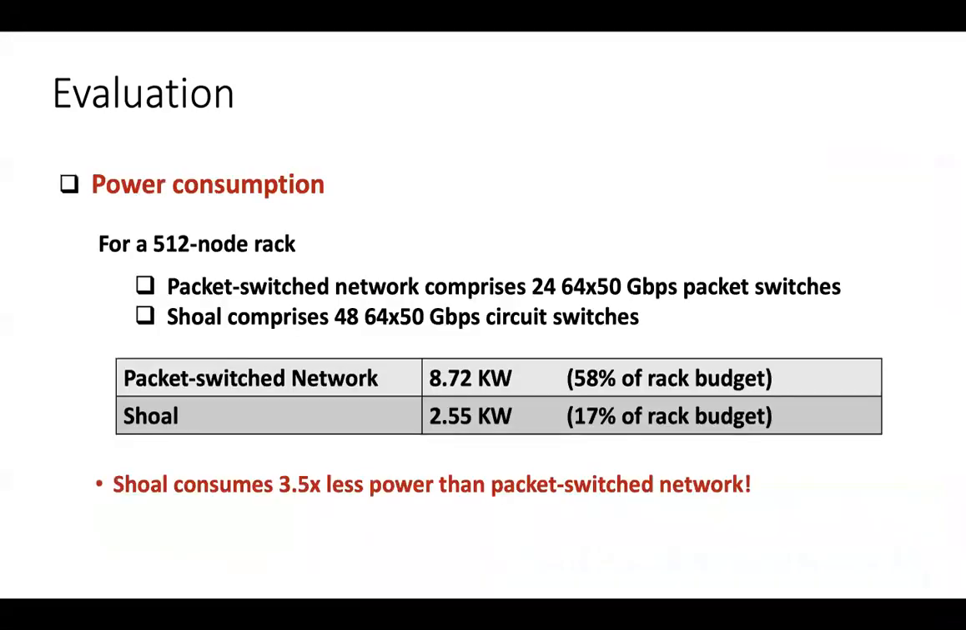In terms of evaluation, we evaluated Shoal based on the two design goals of low power and high performance. In terms of power, we were able to show that Shoal consumes 3.5x less power than a packet switch network for a 512 node rack. And this is after accounting for the fact that Shoal has twice the number of switches because Shoal has 2x bandwidth.